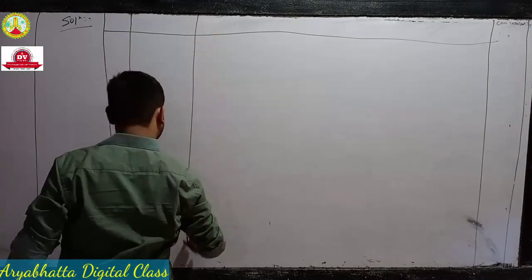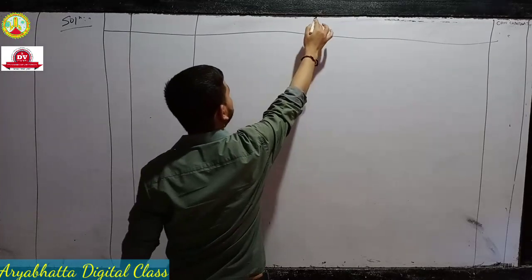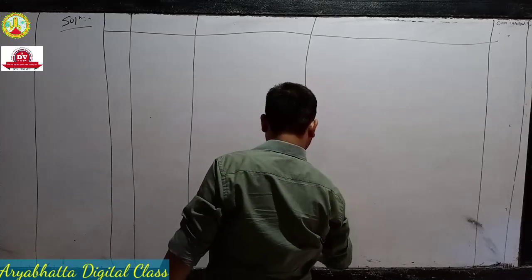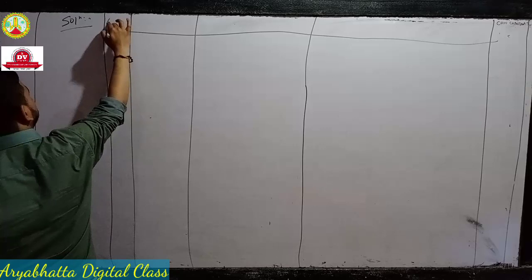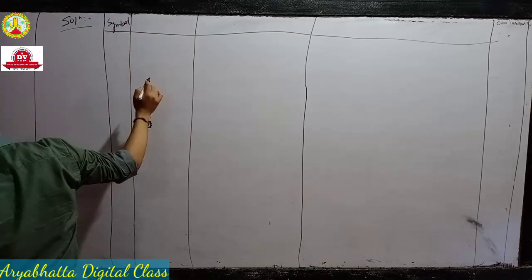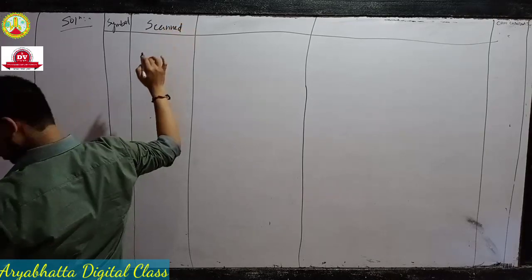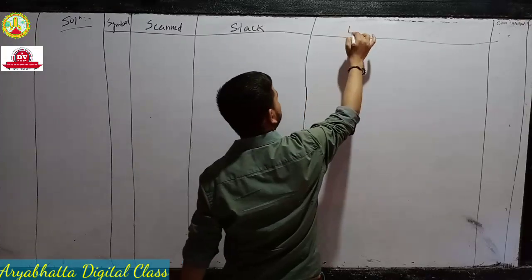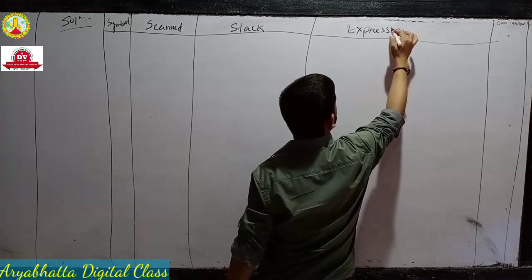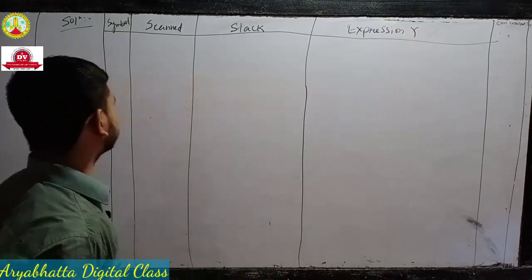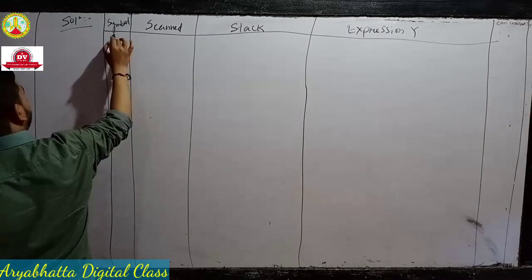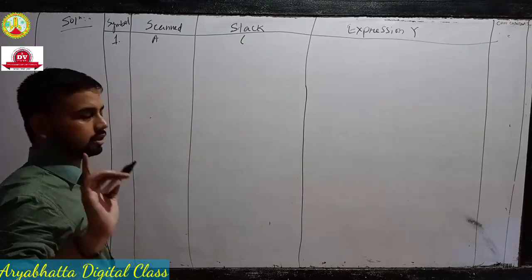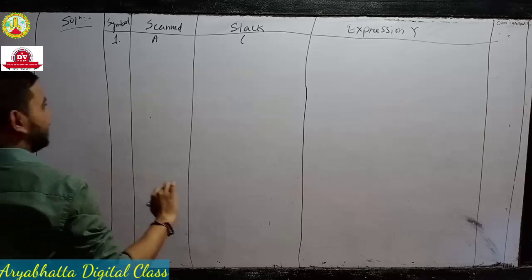One, 2, 3, 4. The first column is for the symbol scanned, then the stack, and the expression y, where the postfix is stored. So you see the question. The first symbol scanned is A, and what is the algorithm? We have to push an open bracket into the stack initially, right? And here the expression is A.